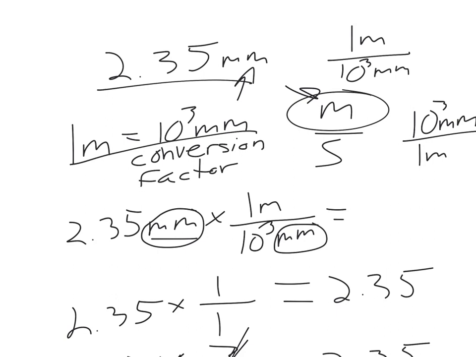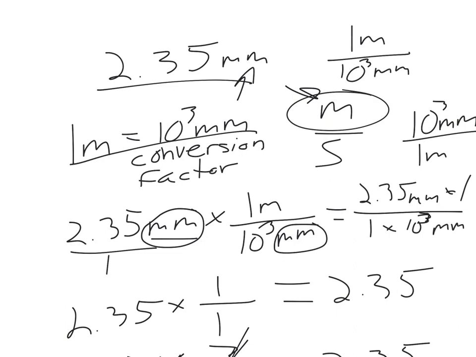You essentially want the unit on bottom to match the unit you started with. Because when you multiply all three of these things together, this is exactly like 2.35 over 1, you will get 2.35 millimeters on top times 1 on top. You will get 1 on bottom times 10 to the third millimeters on bottom. Sorry, that was 1 meter on top. Look what happens. The millimeters cancel out, because a millimeter divided by a millimeter will go away. And so what I am left with is that 2.35.